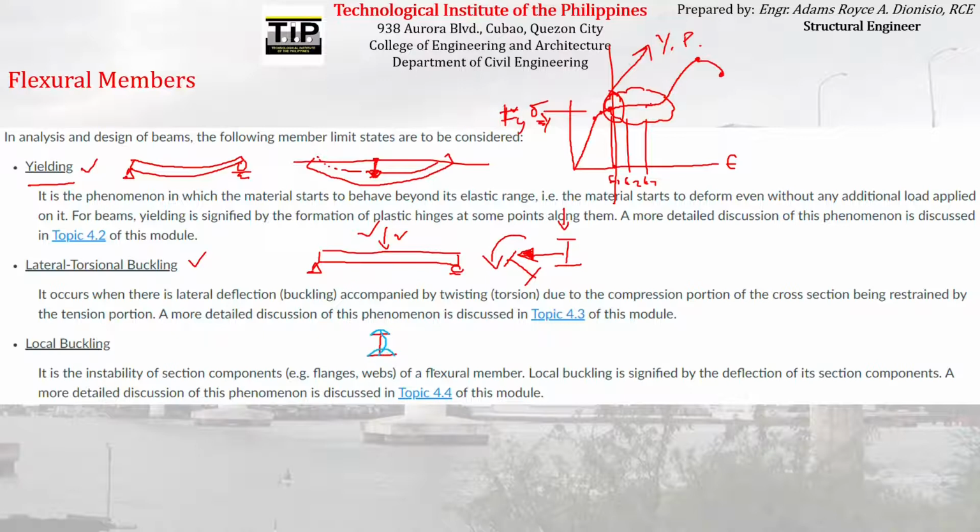So nagkaroon siya ng tinatawag natin na local buckling for a particular portion lang. For a particular portion along the beam. Okay? Or pwede rin naman maraming portion. Basta hindi siya yung buong length ng beam. So, local lang siya, local. For a particular point lang. That's what we meant when we say local. For a particular point lang nagaganap yung buckling. Okay?